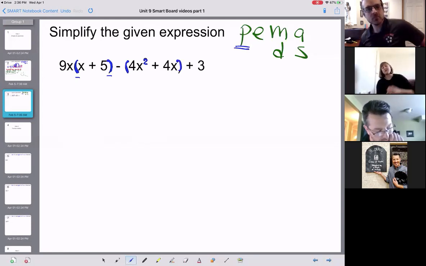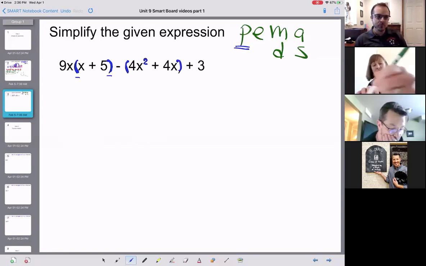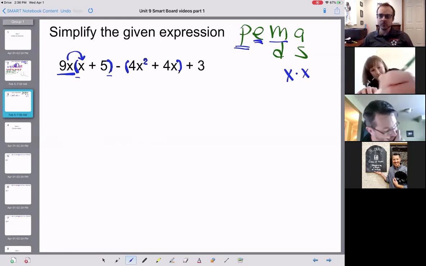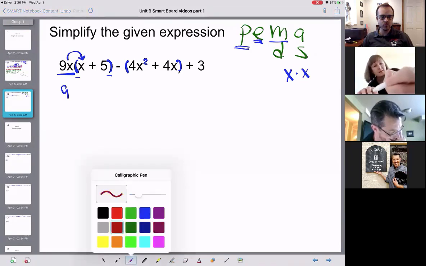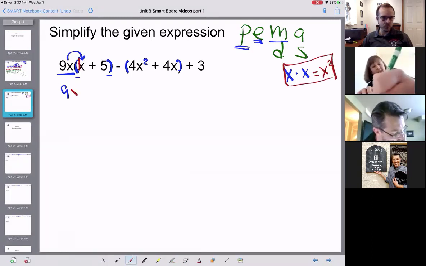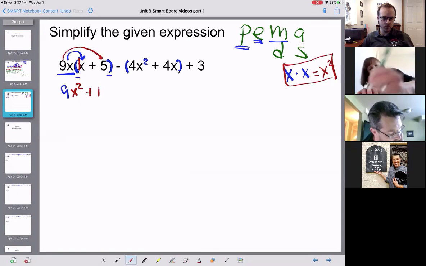We do have multiplication. One set of multiplication is easy to see. It's here in our first part of the expression. 9x times the group x plus 5. We're going to use the distributive property again. This time we have to remember about multiplying exponents. We have 9 times 1, which will give us 9 for the coefficient. But remember, if I have x times x, that's going to be x to the second power, x squared. Now when we distribute our 9x to our 5, 9x times 5 will be 45. So we'll have 9x squared plus 45.